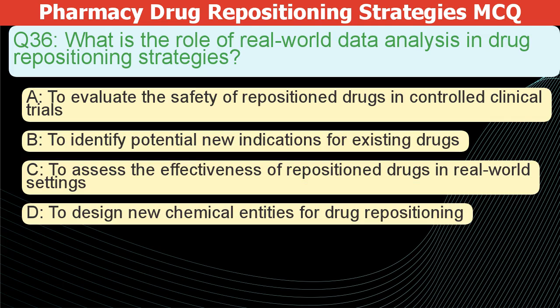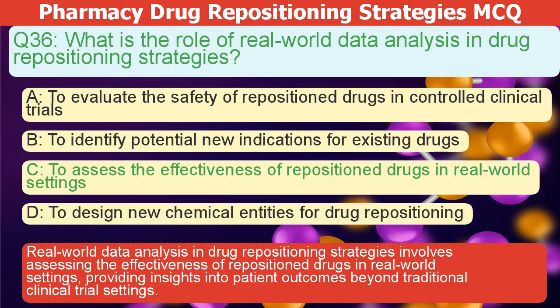What is the role of real-world data analysis in drug repositioning strategies? A. To evaluate the safety of repositioned drugs in controlled clinical trials. B. To identify potential new indications for existing drugs. C. To assess the effectiveness of repositioned drugs in real-world settings. D. To design new chemical entities for drug repositioning. The correct answer is C. Real-world data analysis in drug repositioning strategies involves assessing the effectiveness of repositioned drugs in real-world settings, providing insights into patient outcomes beyond traditional clinical trial settings.